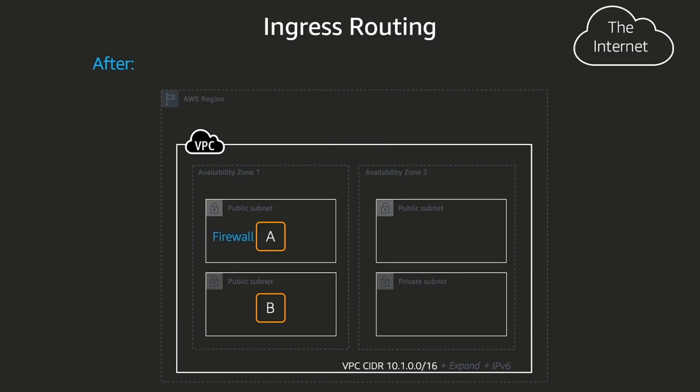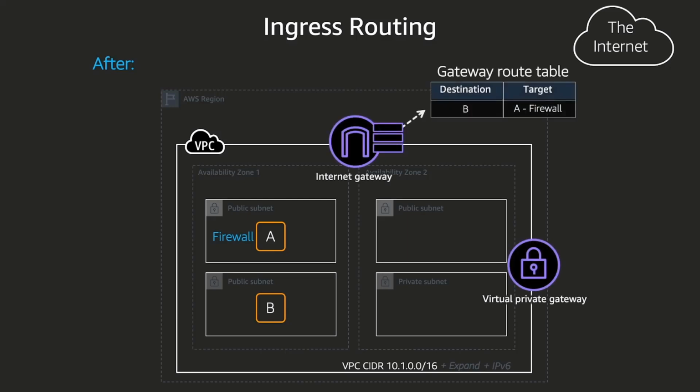So what we can actually do with Ingress Routing now is we've enabled the ability to have gateway route tables. Now, a gateway route table is where you've got a route table associated with not a subnet, but an internet gateway or a virtual private gateway. So in this case, we've got traffic whose destination is B, so our instance B that we had earlier. But instead, we're going to say, as traffic comes in an internet gateway, let's direct that traffic over to a firewall, which is actually instance A. So we're doing some routing.